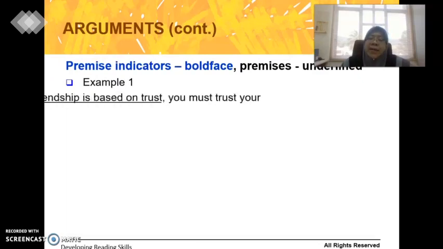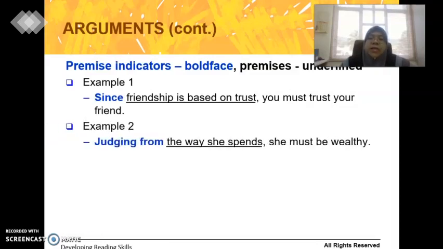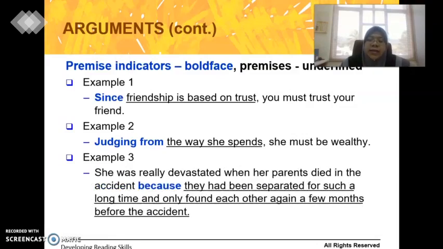Okay, for premise indicators, the premise is underlined. For example, since friendship is based on trust, you must trust your friend. The premise indicator is since. So the premise is the underlined one: friendship is based on trust. Right. Okay, example two. Judging from the way she spends. Judging from is a premise indicator. So the way she spends is a premise. Right.